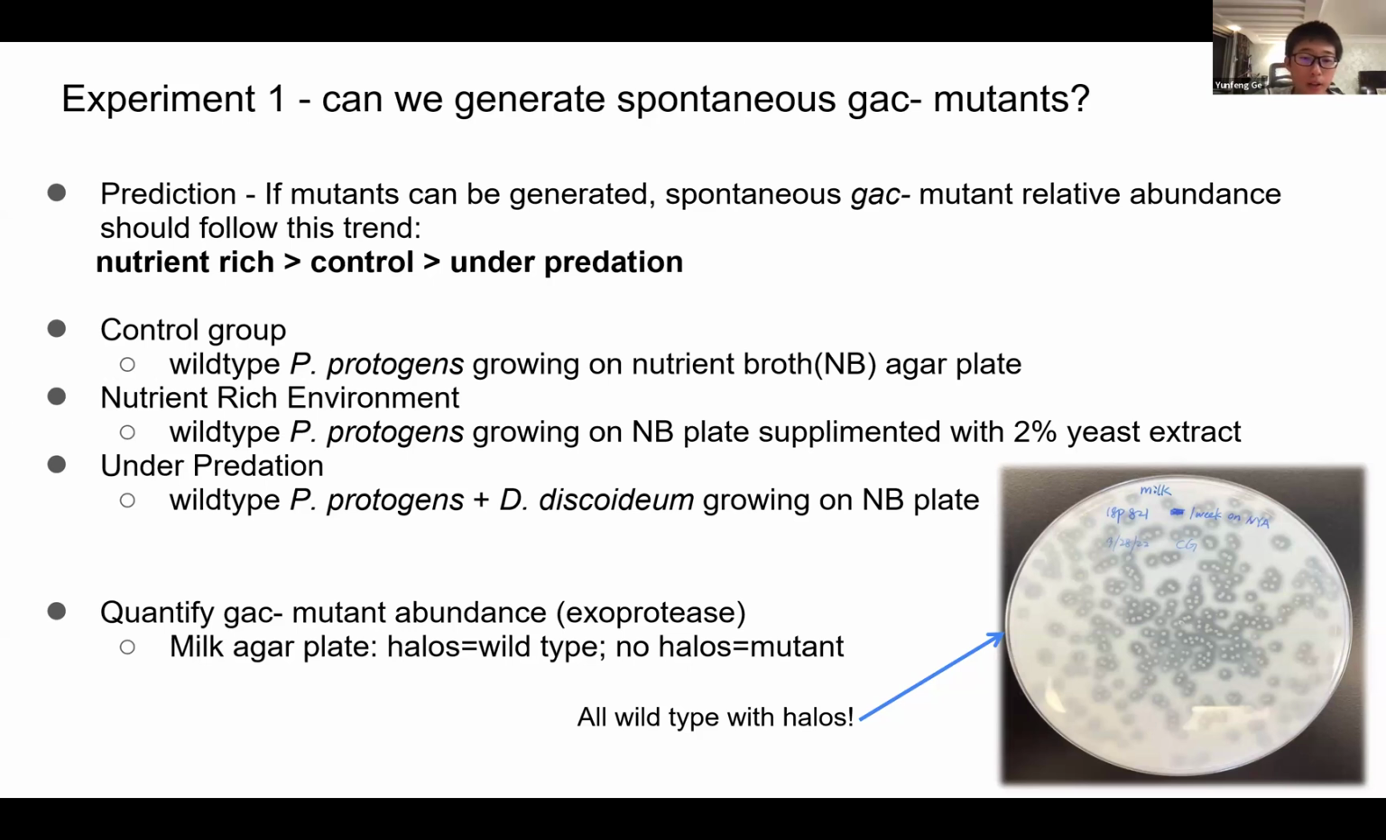Then to quantify the mutant abundance, I use a milk agar, which is milk powder mixed with agar. That is because the GAC system also controls the expression of exoprotease, which eats up the proteins in the milk. So the wild type will form a halo around its colony, as shown here in this picture.